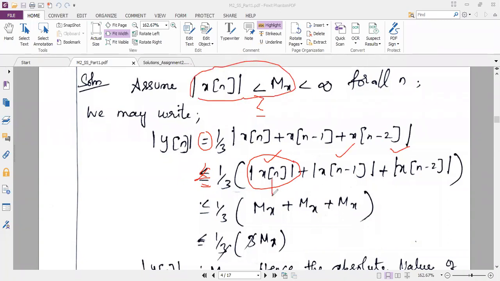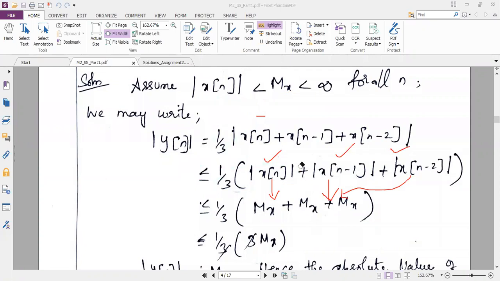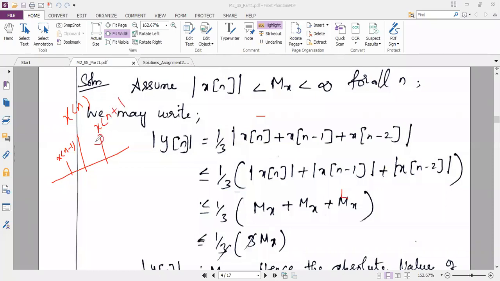So I can replace my x of n with mx, and even the delayed version is also mx. Even the second delayed element is also mx. Magnitude means we are just taking the magnitude part. This minus 1, minus 2 is nothing but the delay value. For example, if this is x of n, then x of n minus 1 will be here and x of n plus 1 will be here. But I am not taking the time period. I am taking only the amplitudes of the delays, the minus 1, plus 1, and x of n.